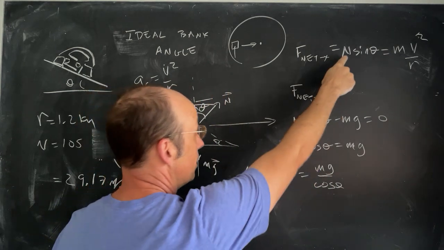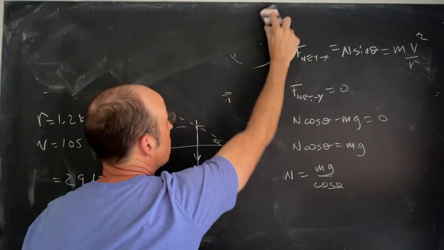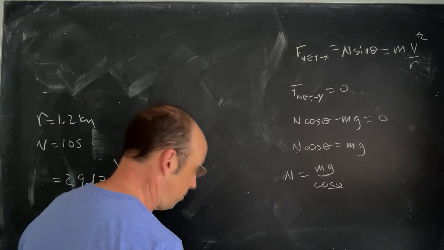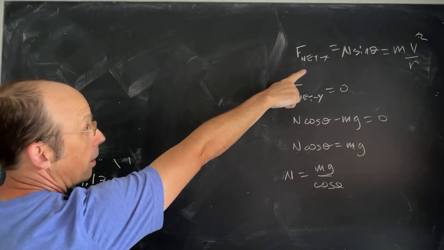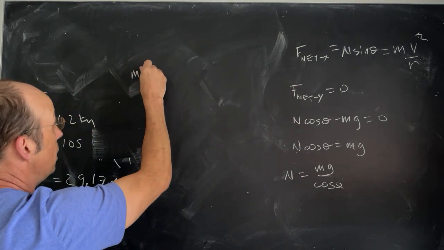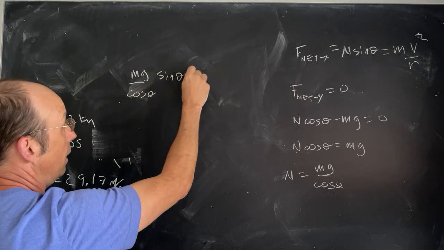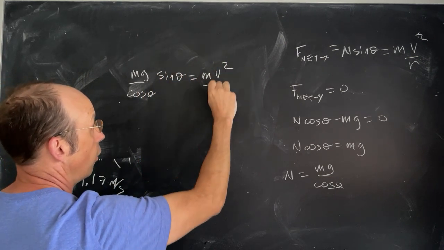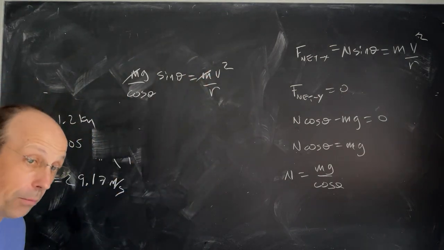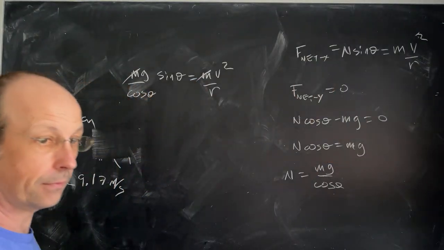Now I can take this and substitute it in up there. So if I do that, I'm just going to erase this stuff. I need to work on my board space management protocol. Okay, so there's my equation. I'm going to substitute this in for n, and I get mg over cosine theta times sine theta equals m v squared over r, and we got lucky. Because now the mass cancels, and the only variable I don't know is theta. That's a double win.